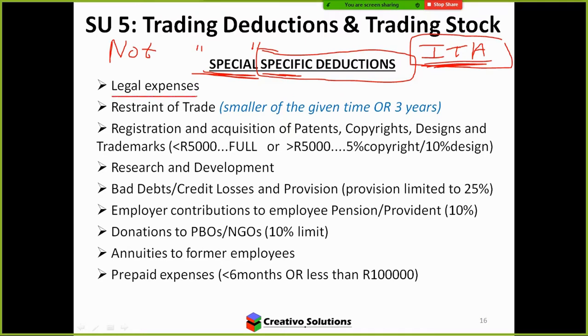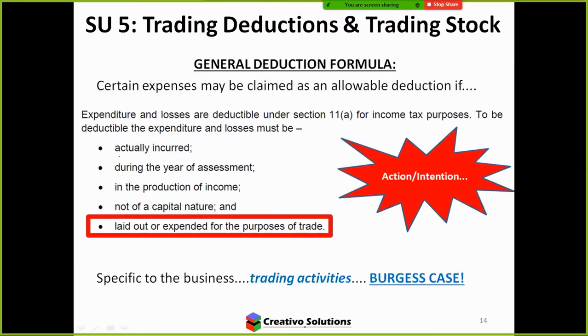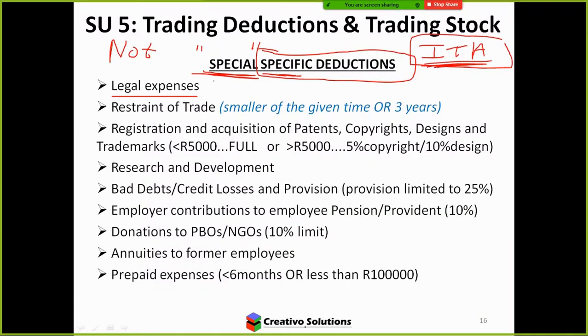So legal expenses. Do legal expenses meet the general deduction? Actually incurred? Yes. During the year of assessment? Yes. In the production of income? No. Capital nature? No. Laid out or expended for the purpose of a trade? No. Companies aren't going to be paying legal expenses as part of production. You don't pay a lawyer to produce income. The same thing with laid out or expended for the purposes of a trade. Here we're talking about legal expenses when a company gets sued, maybe. If you get sued, you can't claim that as a general deduction. It's a legal expense, it's a special deduction. Do you see that? Yes.